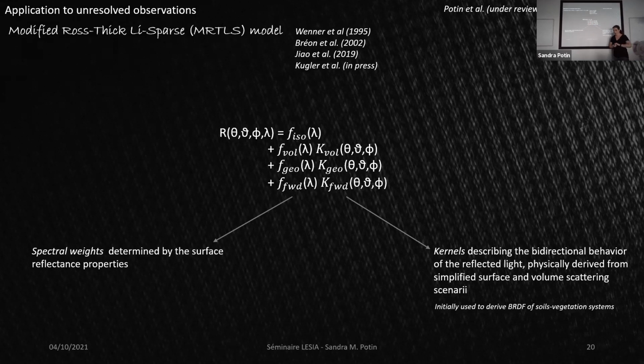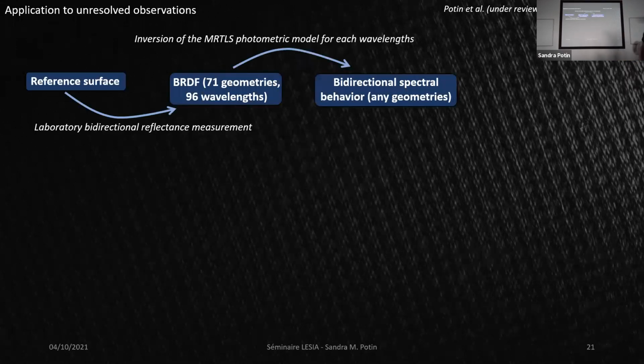Also, when we compare results from the APKI model and this MRTLS model, we found that the APKI model adds a lot of noise on the spectrum, because we have noise on the physical parameters of the surface, which impacts the resulting spectroscopy afterwards. So we choose to use this model to invert our spectra because we don't want to add any noise to our results. So we end up with the spectral behavior of the surface.